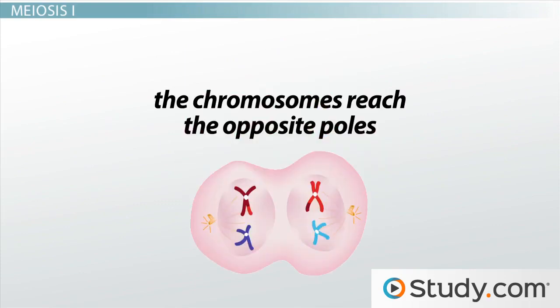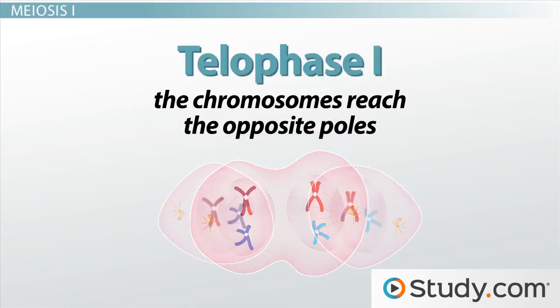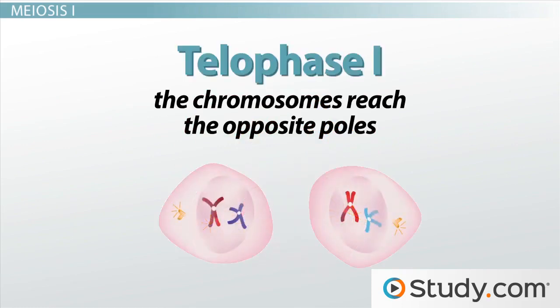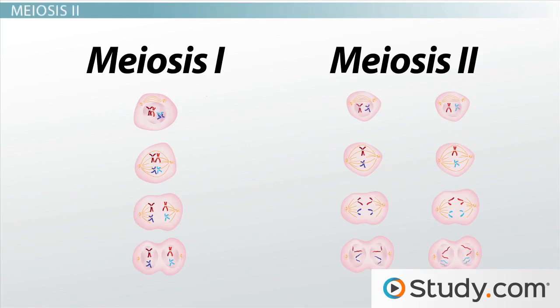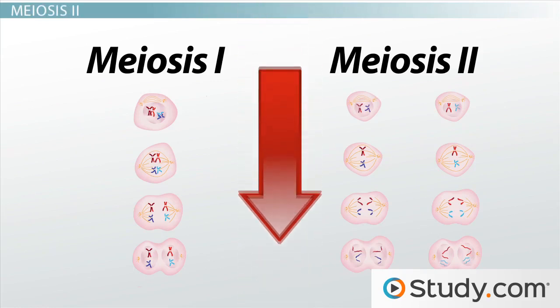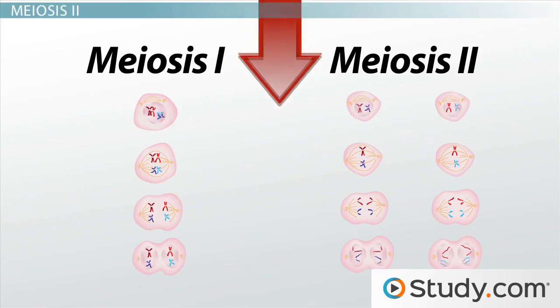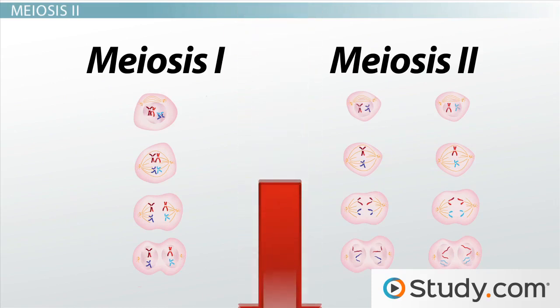When the chromosomes reach the opposite poles, we call it telophase 1, and the parent cell can now become two cells. At this point, meiosis 1 is done. But we have to keep going. You see, a cell that reproduces by meiosis starts out with twice as much DNA as it needs, so it must go through meiosis 2 to reduce that amount.